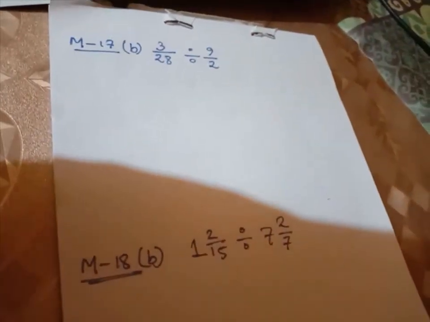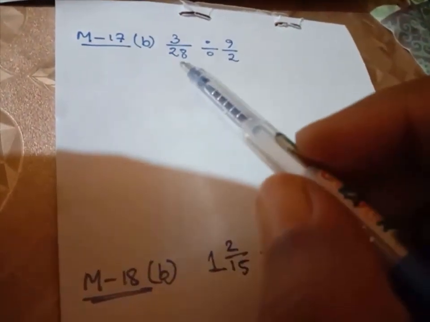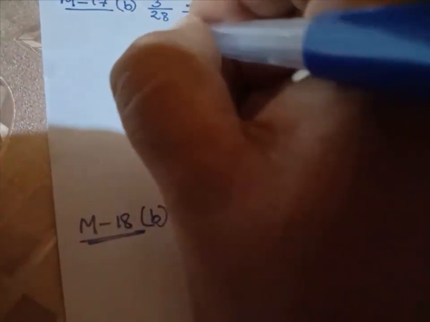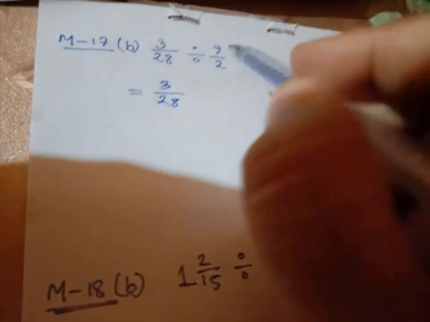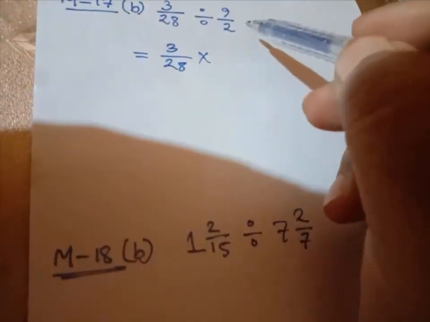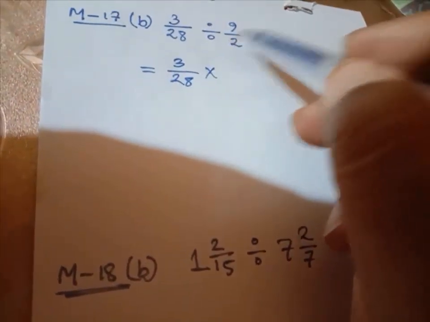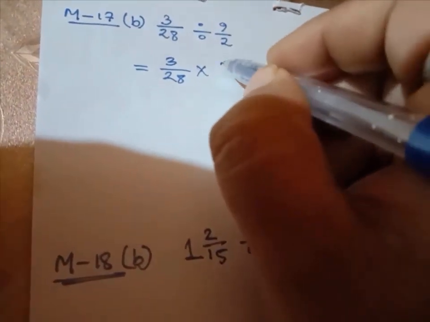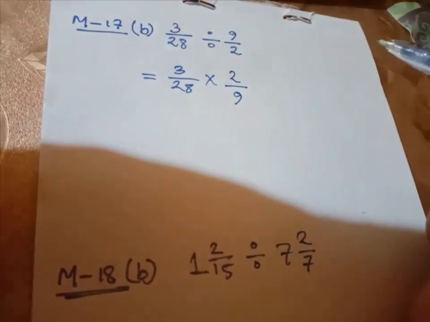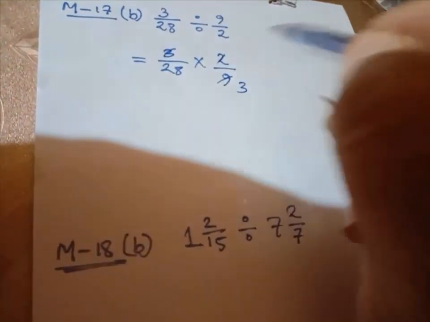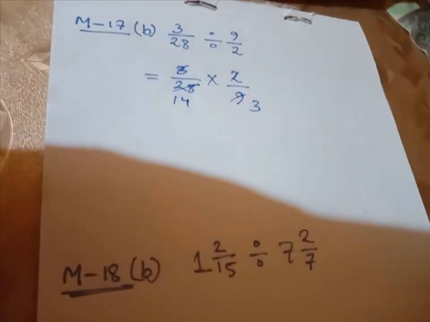In module number 17, question number B, you are to divide 3 by 28 by 9 by 2. So first of all, we will convert this division sign into a multiplication sign, and when we do that, the fraction to the right hand side of the division sign will be reciprocated. That means 2 will come to the numerator, 9 will become the denominator. So this 3 will cancel out 9 and 3 remains. This 2 will cancel out 28 and 14 remains.